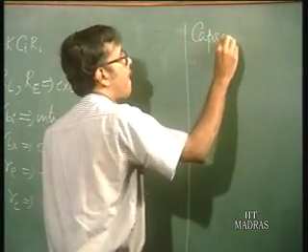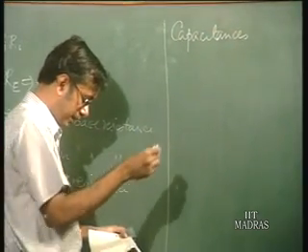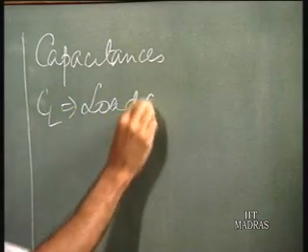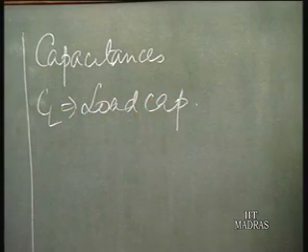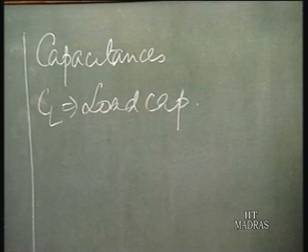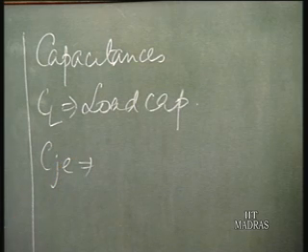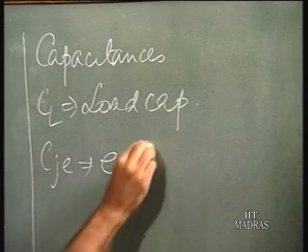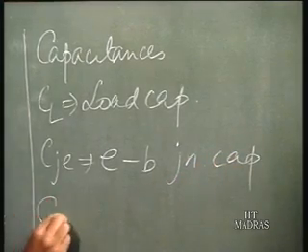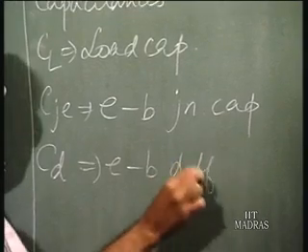Capacitances. You have CL, the load capacitance, which is the external capacitance. And then you have the internal capacitances. You have CJE, which is the junction capacitance of the emitter base junction. I'll write EB junction capacitance. CD, which is the EB diffusion capacitance.